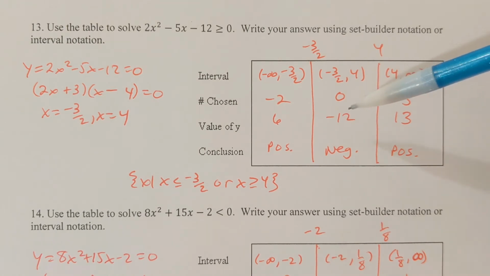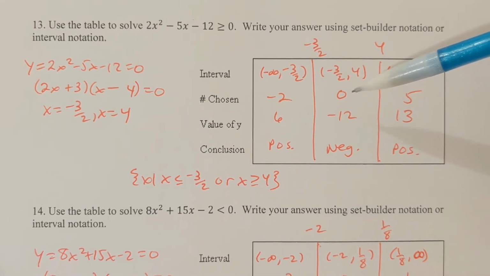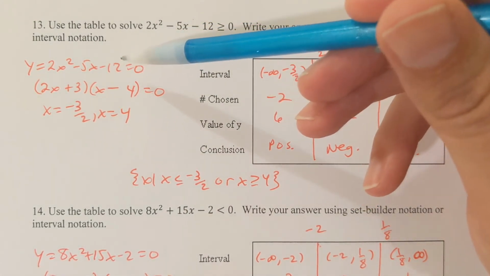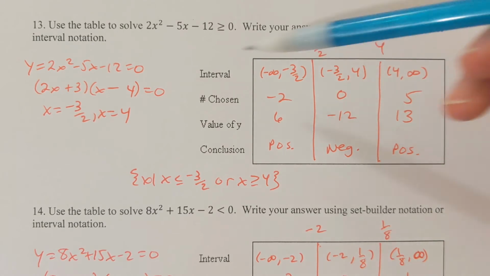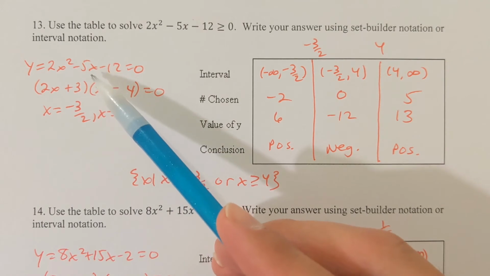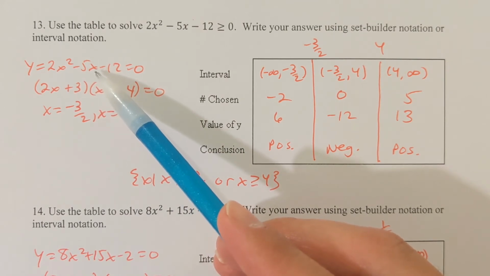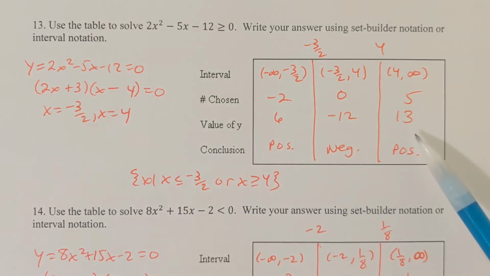A number between negative 3 halves and 4 is 0. 0 is a good number to use because we get y equals negative 12. That's a negative number for y. And then lastly, if I let x be 5, then 5 squared is 25, times 2 is 50, minus 25 is 25, minus 12 is 13. And 13 is a positive number. Okay.